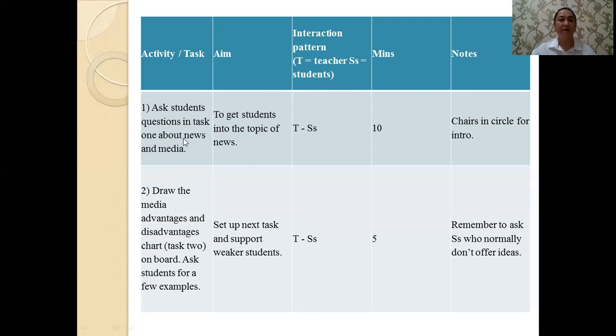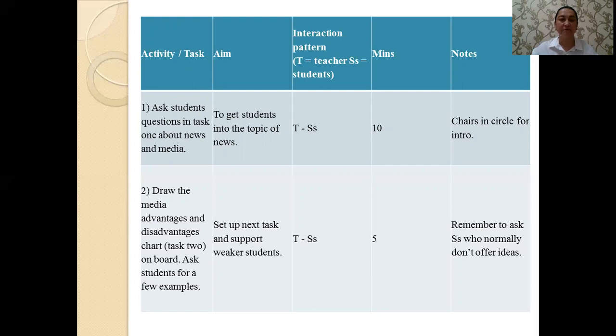The first activity asks students questions in task 1 about news in media. The aim of this activity, to get students into the topic of news. Interaction pattern. So T means teacher, S as students, teacher to students, because teacher here asks questions. The length of this activity is 10 minutes. Notes, chairs in circle for intro.